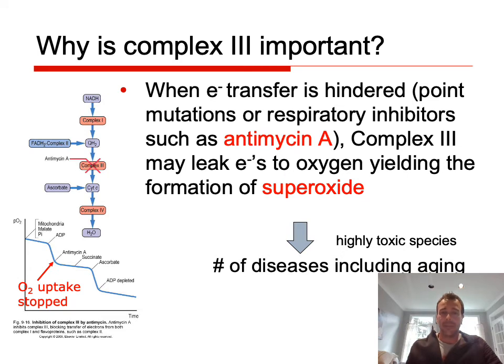Complex 3 is important because when electrons are transferring, complex 3 can be hindered either through point mutations, or you can have inhibitors such as antimycin A. Complex 3 may leak electrons to oxygen, yielding the formation of superoxide. And superoxide is very toxic. It leads to a number of diseases. It can also lead to premature aging. And again, you can use these PO2 graphs and see the slowing down of the uptake of oxygen when you add a complex 3 inhibitor in this case.